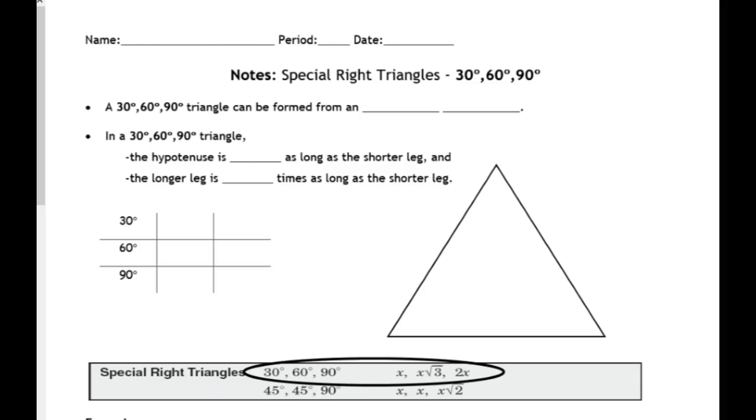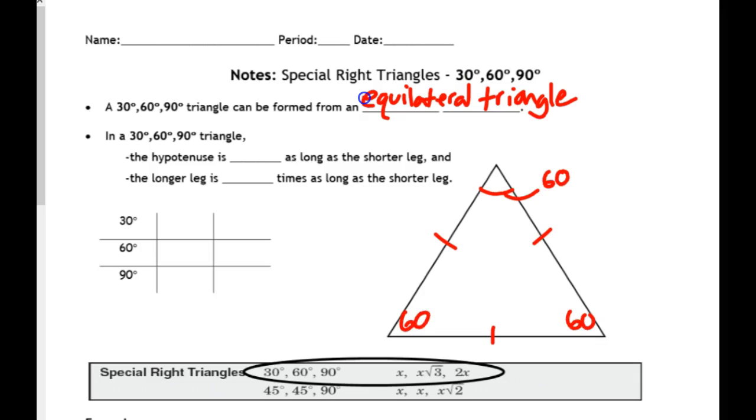All right, so here we go. 30, 60, 90 triangle can be formed by an equilateral triangle. I'll show you what I mean here in a second. An equilateral triangle. So an equilateral triangle, all the sides are the same, right? And every angle is going to be how many degrees? What's each angle if it adds up to 180? 60, right? So this top angle is 60, the bottom two angles are 60.